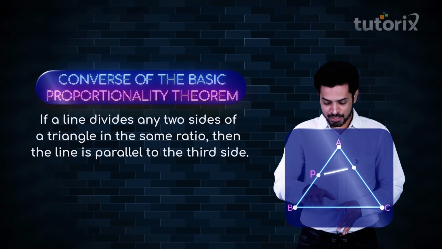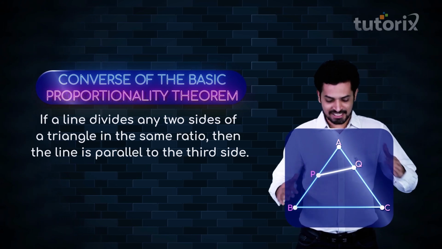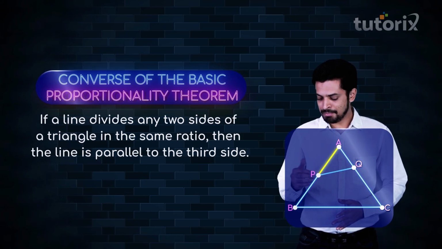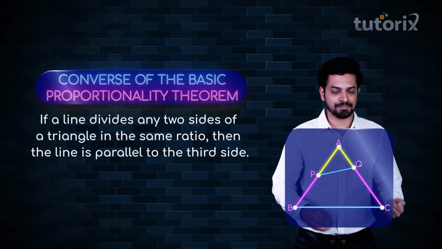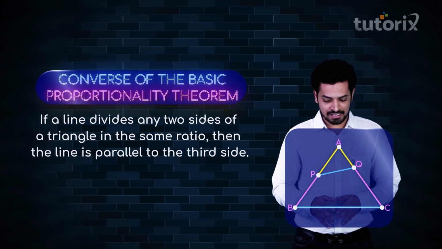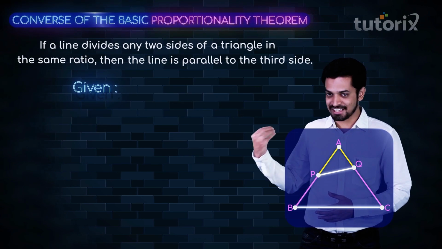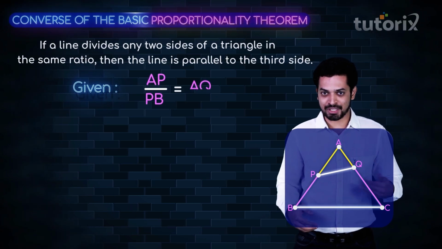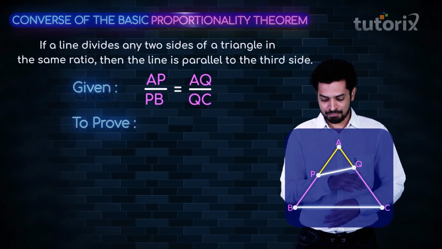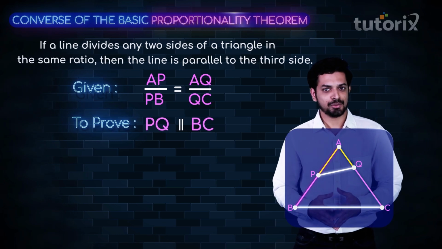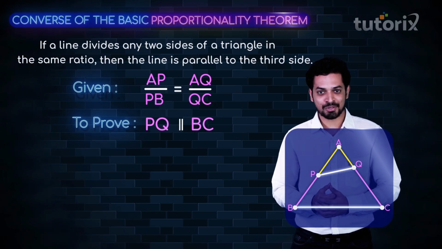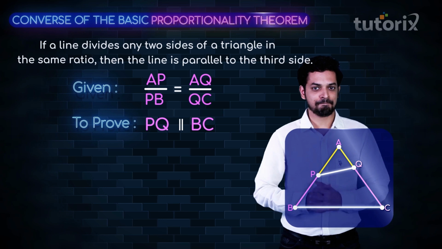Suppose I draw a line PQ that divides both these sides such that AP by PB is equal to AQ by QC. Then we should have the line PQ to be parallel to BC. That is, given AP by PB is equal to AQ by QC, to prove PQ is parallel to BC. Now you will see that the proof to this should be easy because we already proved the basic proportionality theorem.